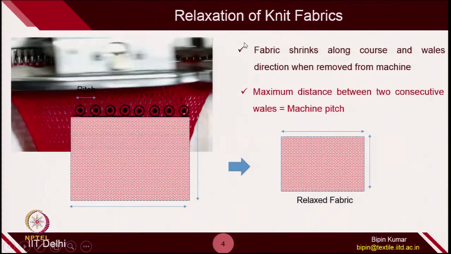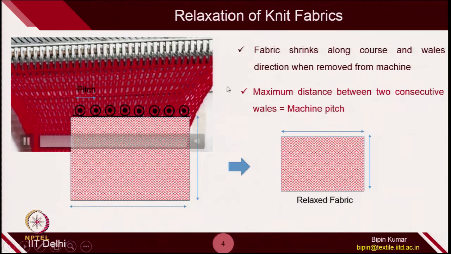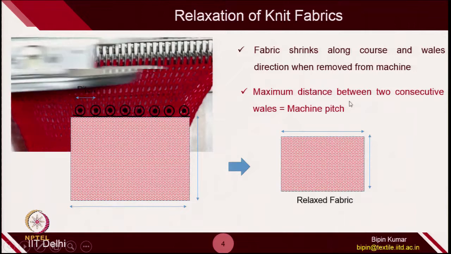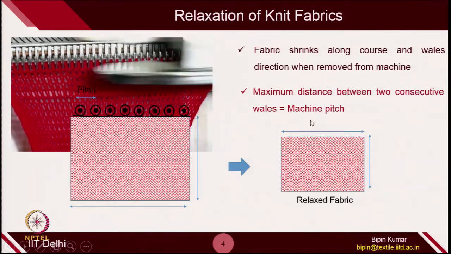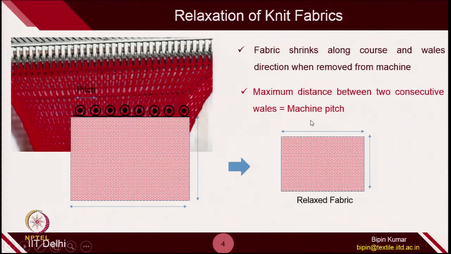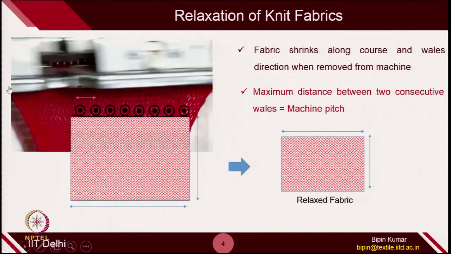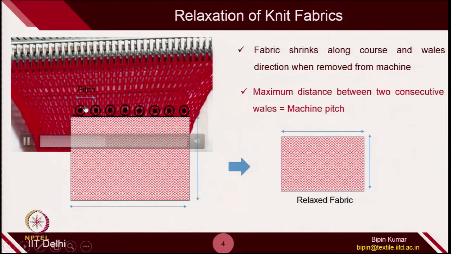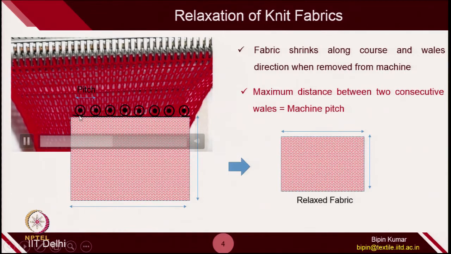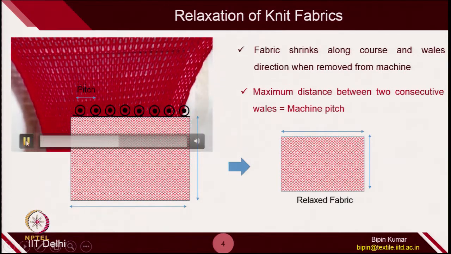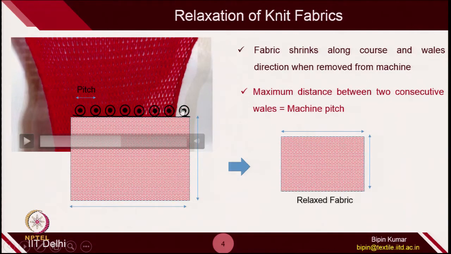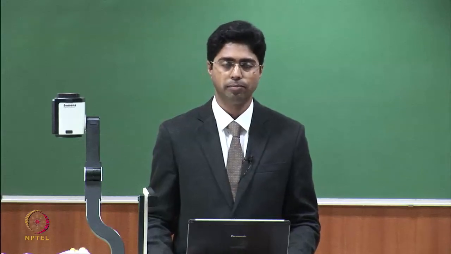Shrinkage: if you see on the machine near the knitting zone, you have selected, let us suppose, 20 needles. So the distance between two columns should naturally equal the machine pitch. If you remember the machine pitch definition, it is the distance between two consecutive needles. So if you have selected 8 needles on the machine, the width of the fabric should be 8 times pitch. So the maximum distance between two consecutive wales should be 8 times pitch according to this diagram.